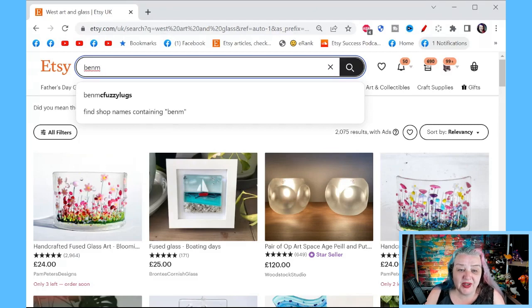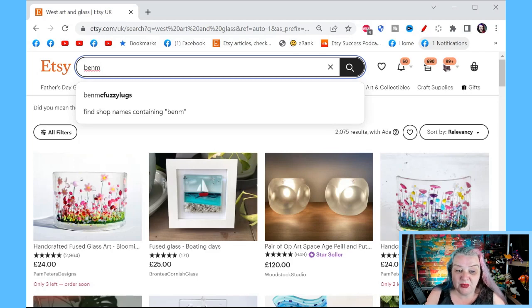But I know for a fact this is not a huge search term. I'm getting maybe 10, 20 searches a year for Ben McFuzzylugs. I think it's a little higher than that, but it's a small amount. It's not what anyone would consider a good search term. And all the searches for that pretty much will be coming to me.